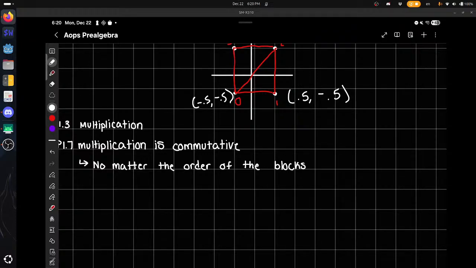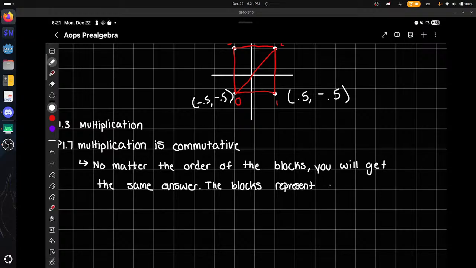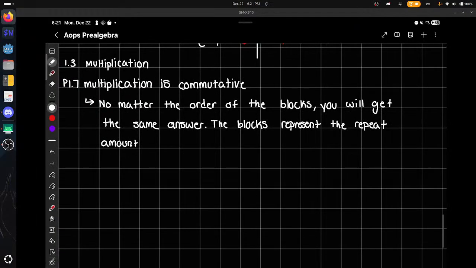Blocks. Same answer. The blocks represent the repeated amount. Okay, I think that's a good answer.